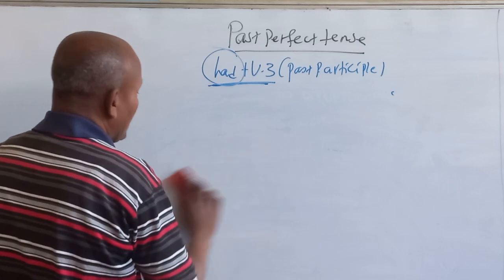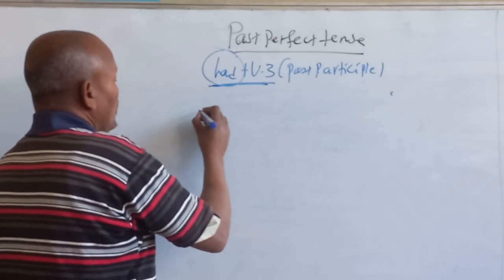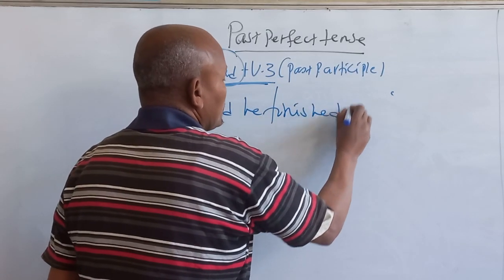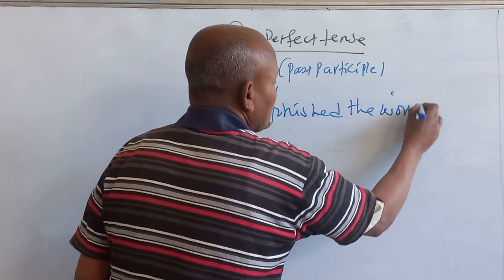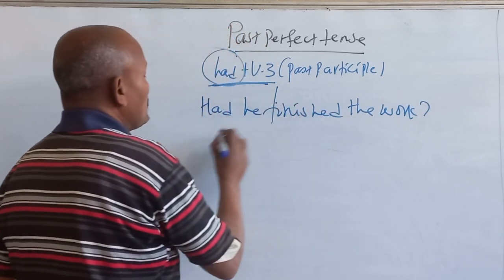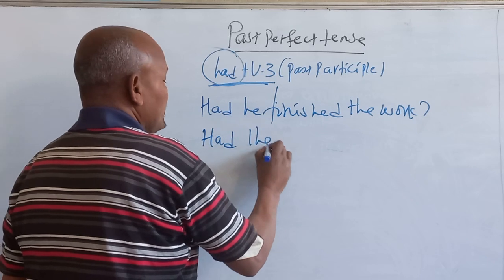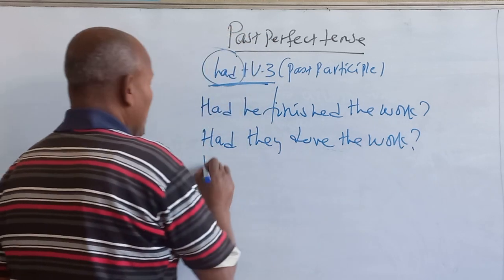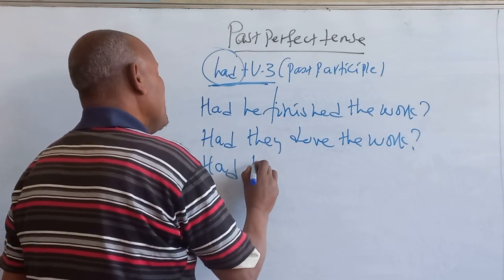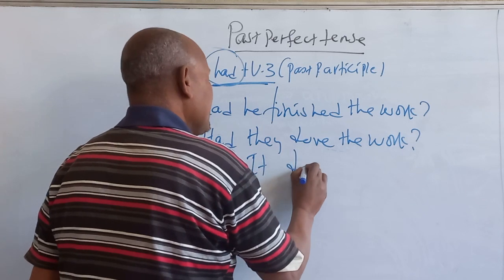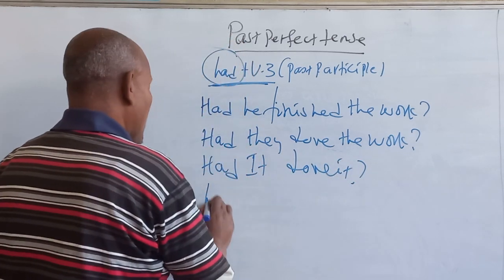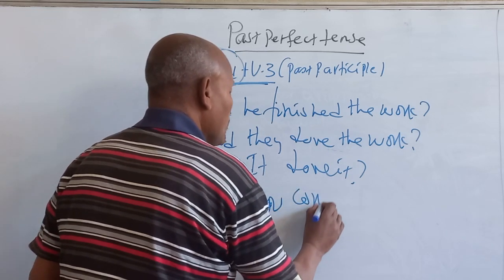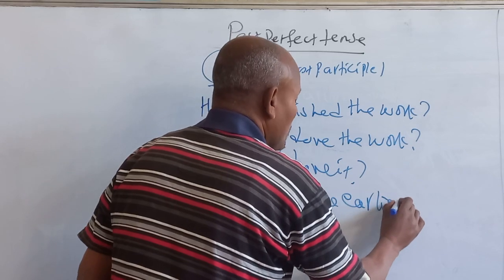Negative sentences. So we can just change this into negatives. Yes, for example: had finished the work. Look, question first; I will come to the negative afterwards. Yes: had he finished the work? Look here: had they done the work? Yes. Another example: had it done it? And another one: had they or had you come earlier? Look at these questions, please.